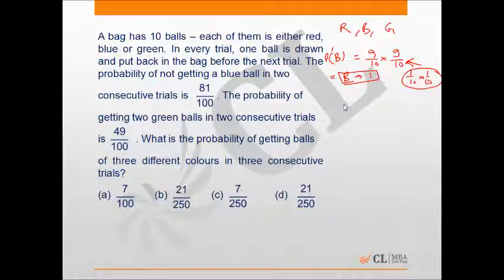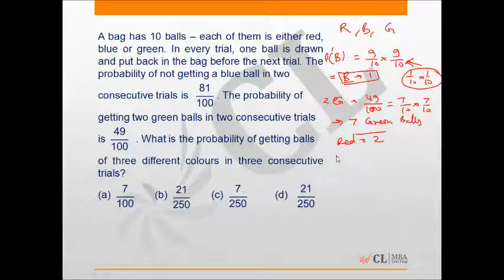Similarly, the probability of getting 2 green balls is 49 by 100, which is again 7 by 10 into 7 by 10. So this implies that there are 7 green balls. So 1 blue ball, 7 green balls, that means the number of red balls has to be 2. Right? So what is the probability of getting balls of 3 different colors in 3 consecutive trials?